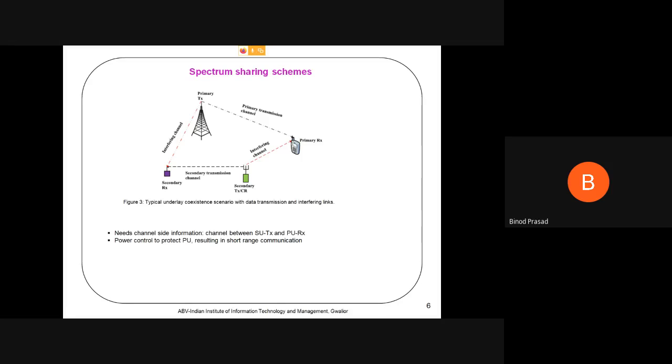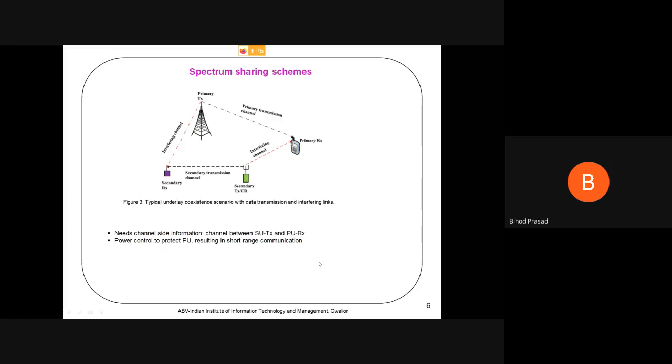This is one of the typical scenarios, where a primary transmitter and primary receivers are there. A secondary transmitter and secondary receivers are both communicating, and when the secondary transmitter is transmitting, it has to maintain this interference channel, which is why it's shown in red. While communicating, this has to be maintained. As I've said, this requires side channel information, that is, the channel between the SU transmitter and the PU receiver.